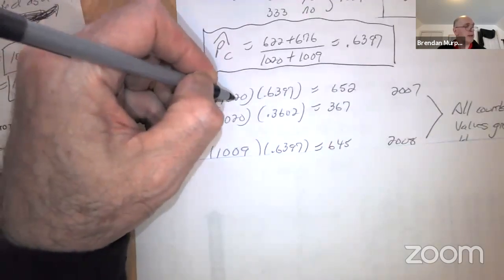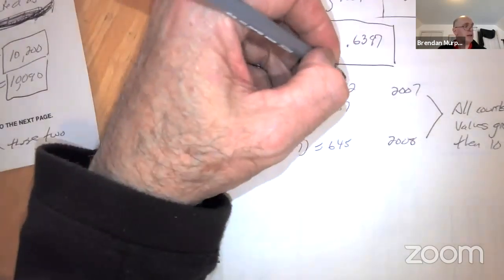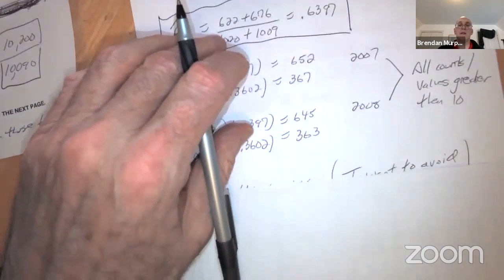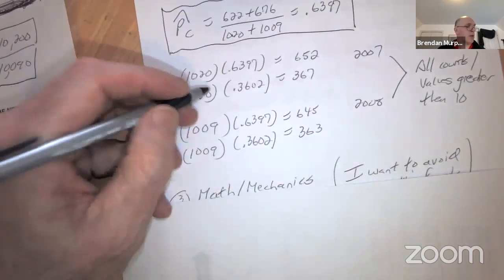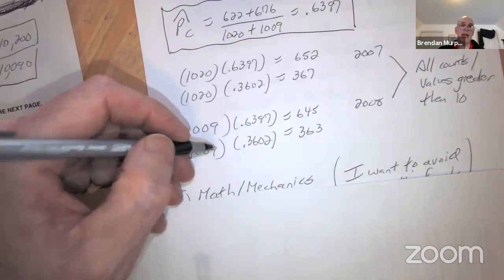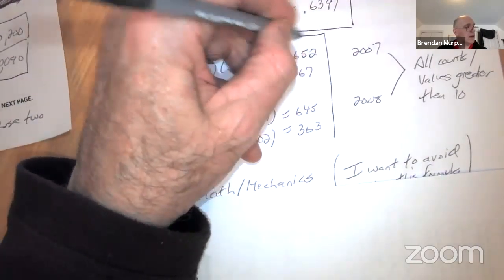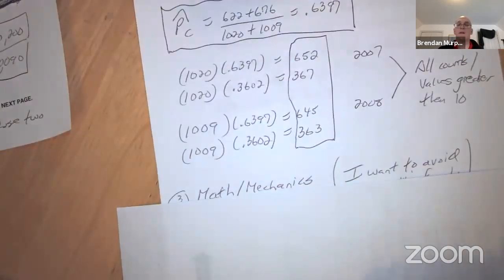So I multiplied my sample sizes times that number. I get 652 and 367. I did that for both years, 2007, 2008. And again, you'll see that all four of those numbers, all four of those counts are much greater than 10.